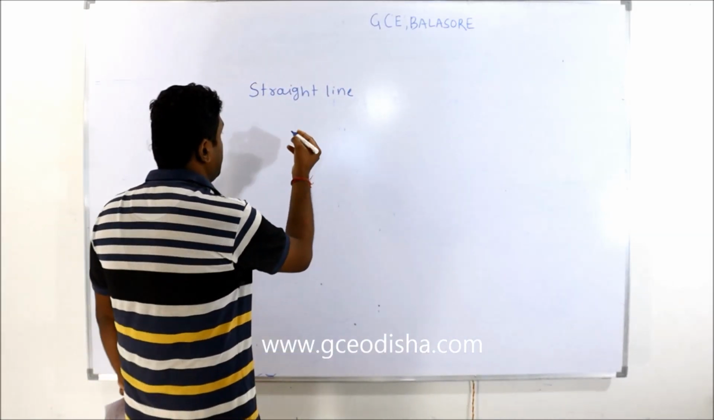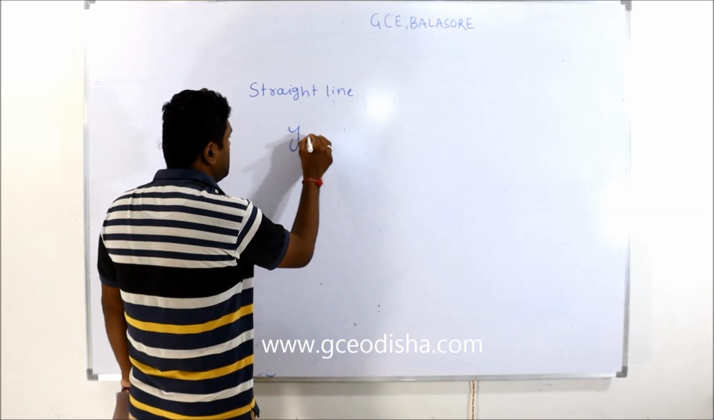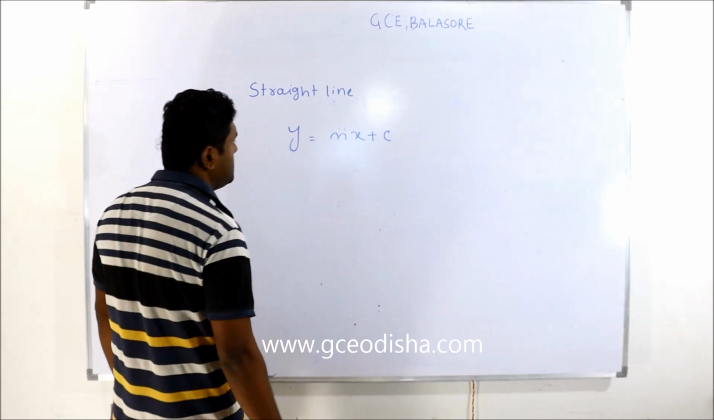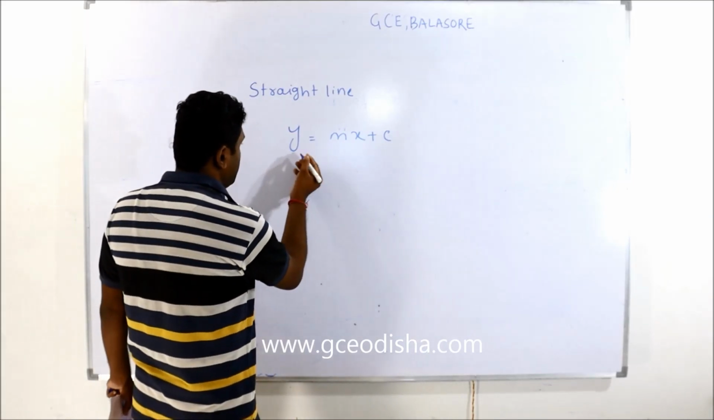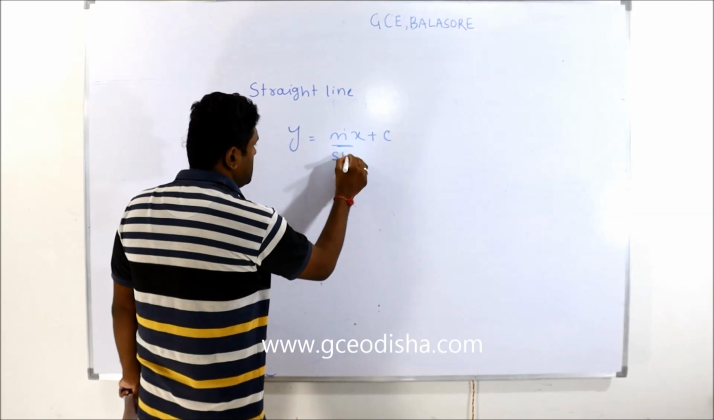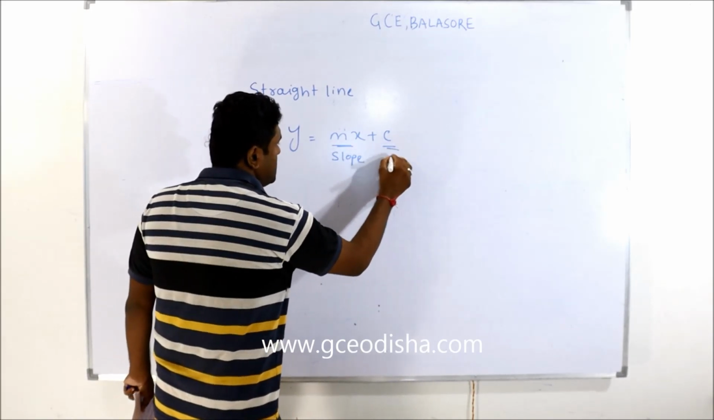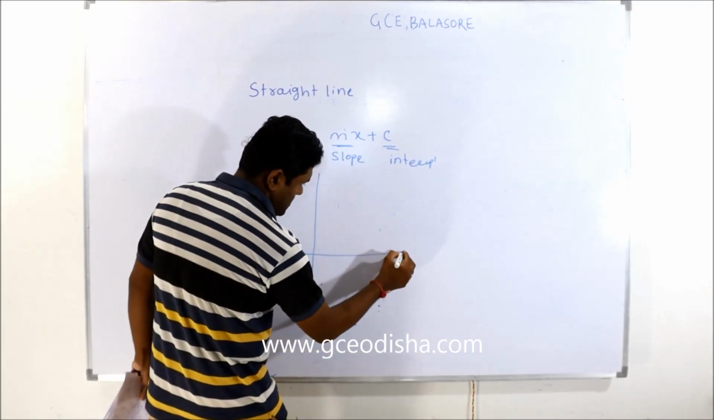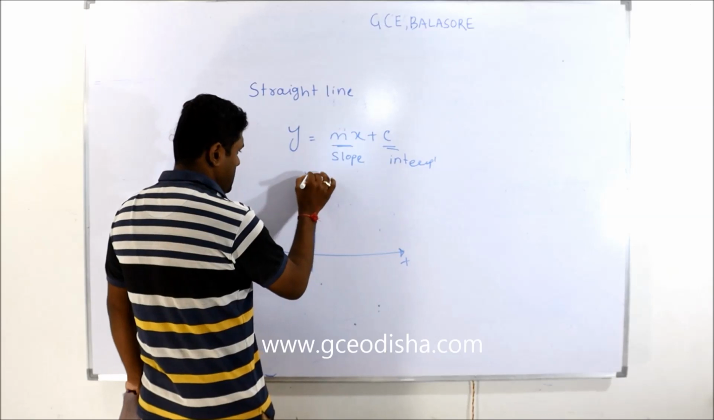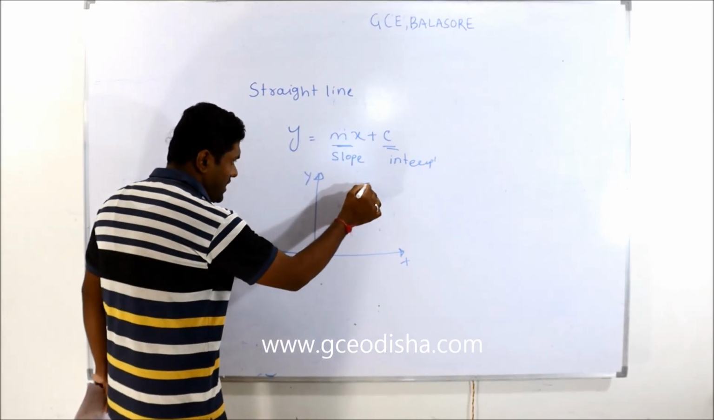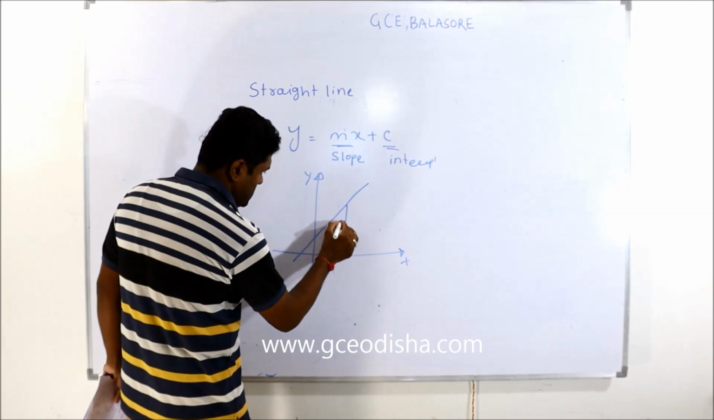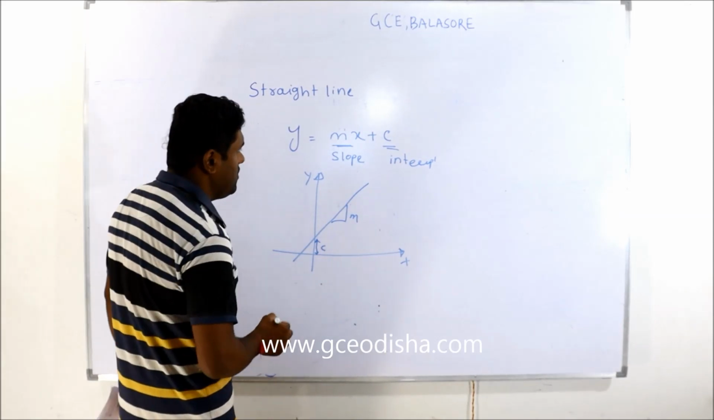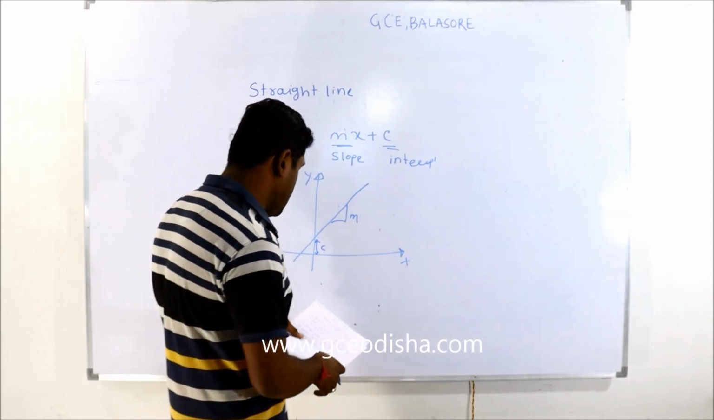I'm giving some generalized formula of straight line. y is equal to mx plus c. Okay, m is the slope, c is the intercept. When a line like this, this is the x coordinate and this is the y coordinate, when the line cuts like this, this is the slope m, and this is the intercept c. This is y is equal to mx plus c.